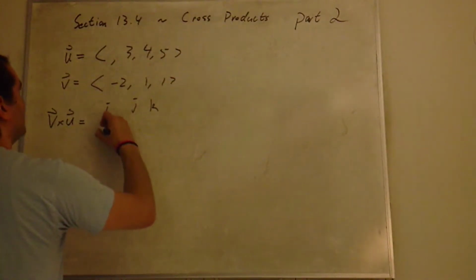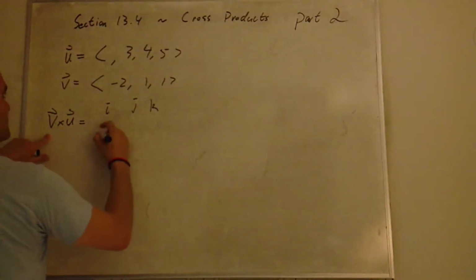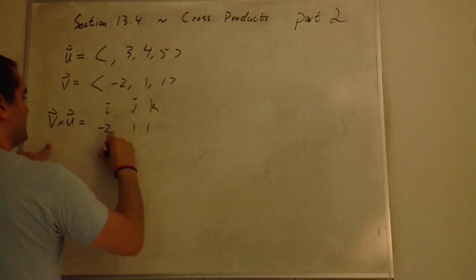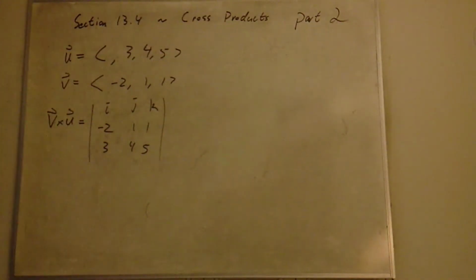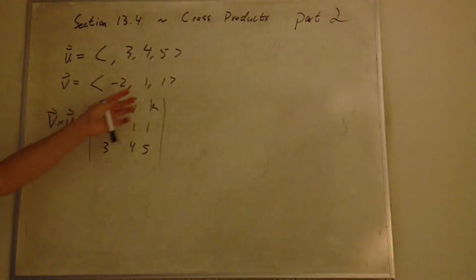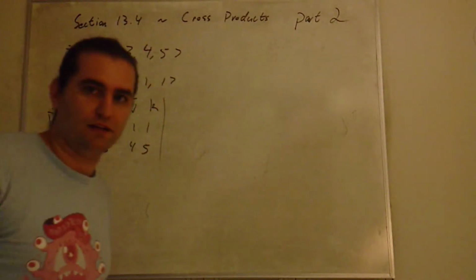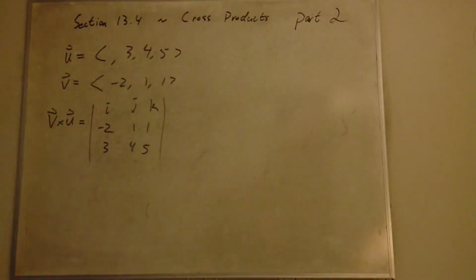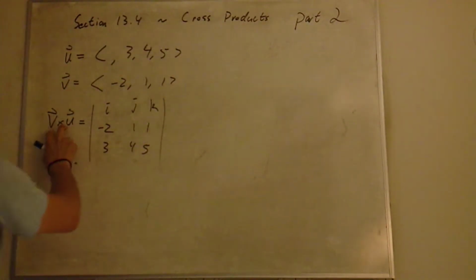top. V is going to be my second row, because V comes first in this, so negative 2, 1, 1. U is going to be my third row, 3, 4, 5. If you get the order of these things wrong, you will have all of the correct numbers, but they will all have the incorrect sign. So everything that should be negative will be positive, and everything that should be positive will be negative. So that's what the order does.